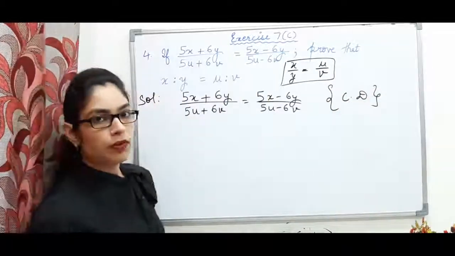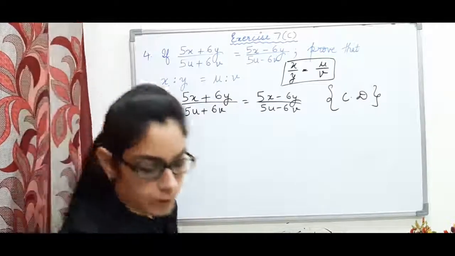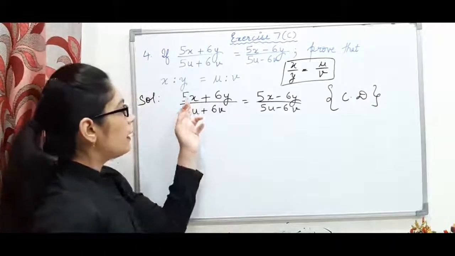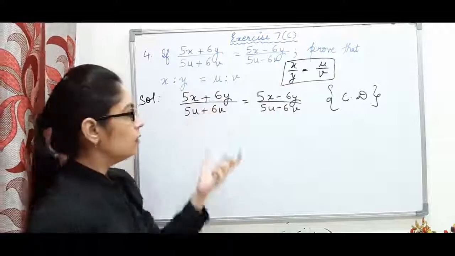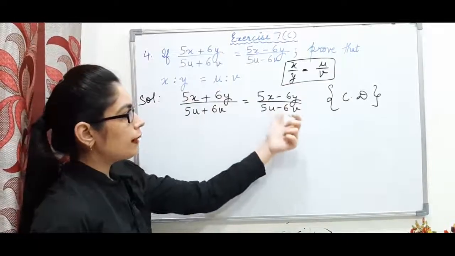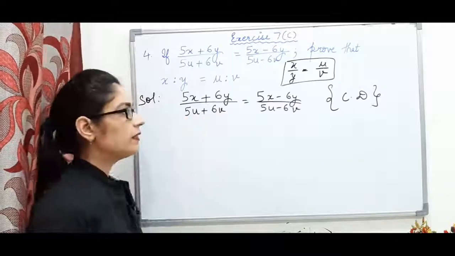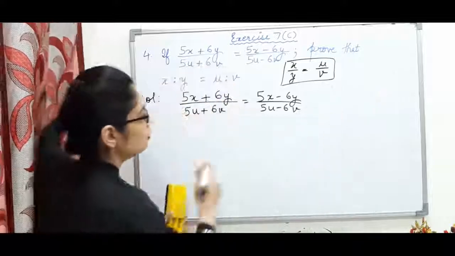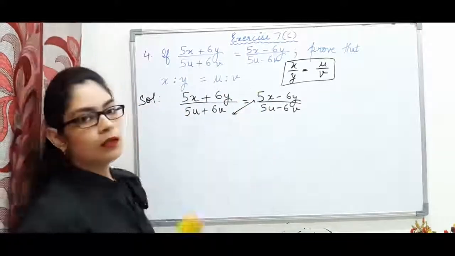But before applying componendo and dividendo, we have to apply one more property, because the terms x and y are on one side and the other ones on the other side. The same 5u minus 6v is on this side, but the terms in the form of plus are on that side. So let's write the like terms together first. For that, we'll make use of one property, alternando.